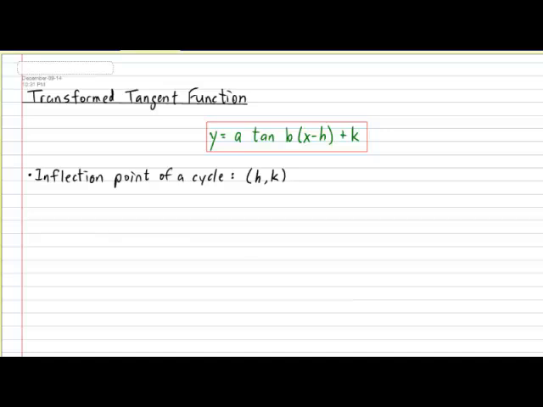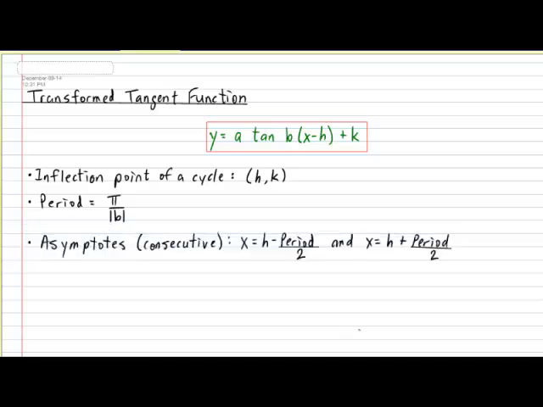The next item we'd like to have in order to draw a decent graph is the period. In the tangent function, that is given by pi divided by the absolute value of b. The next item we'd like to have are two consecutive asymptotes, and those are calculated by h subtract half of the period and h plus half of the period. One thing that should be noted is that the distance between two consecutive asymptotes also represents the period.